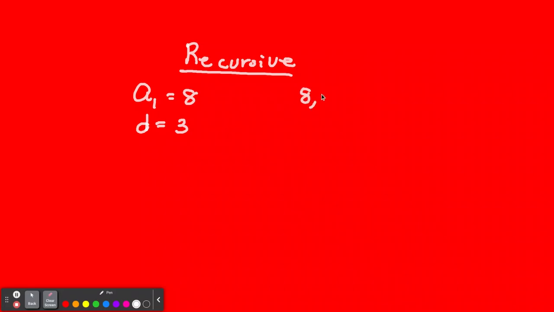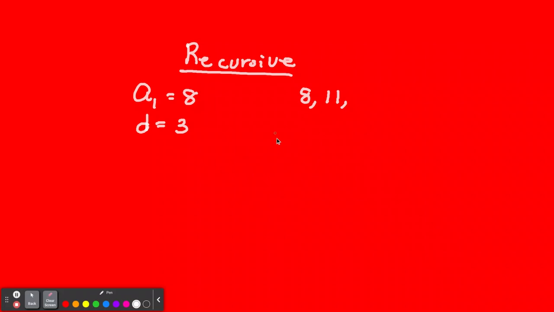So recursive is when you want to find the next term based on the previous term. So it's not to find the 80th term. For example, let's say we had that the first term was 8 and we know that the difference is 3. Well, we know that the first term is 8, and we know the second term, we just add 3, because that's the difference. So the second term should be 11, and we can keep going this way.